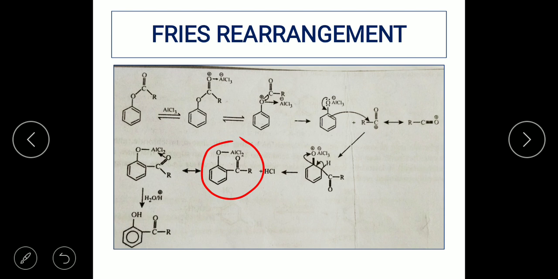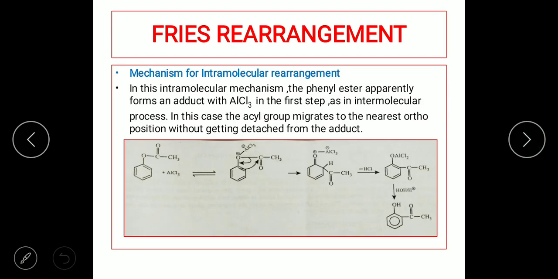So once the hydrolysis is done, we are going to get the hydroxy group in the product. So this is how we are going to carry out the mechanism for the intermolecular reaction. Next, coming to the mechanism for intramolecular rearrangement.